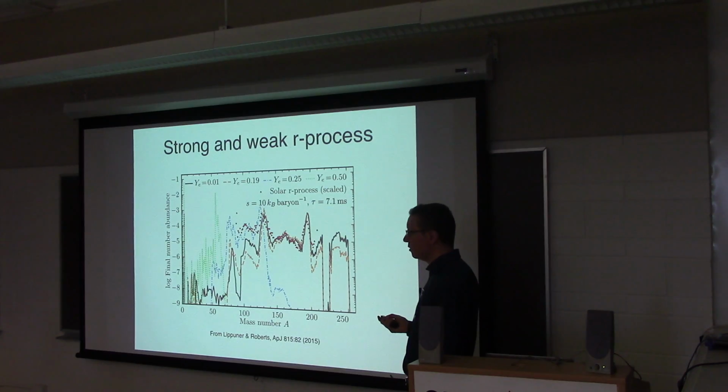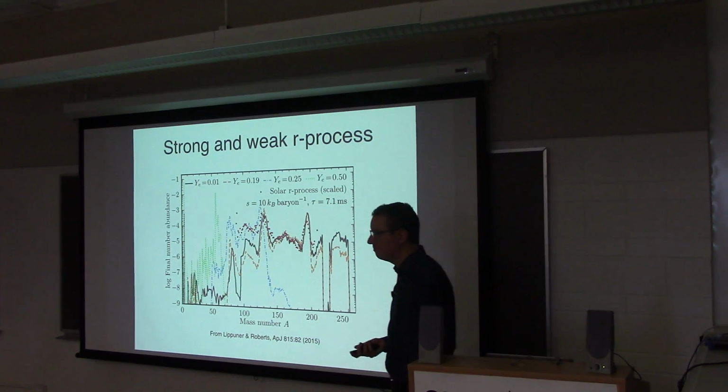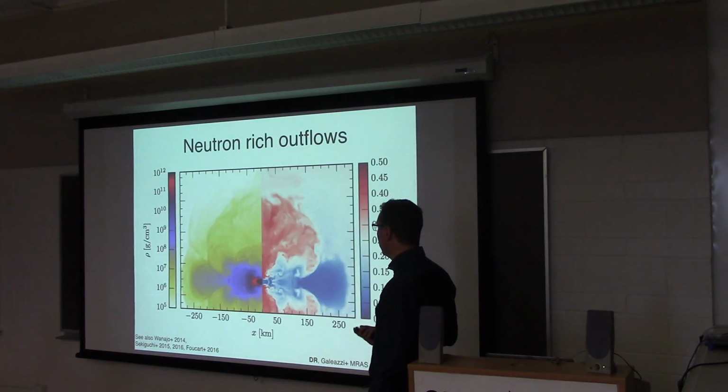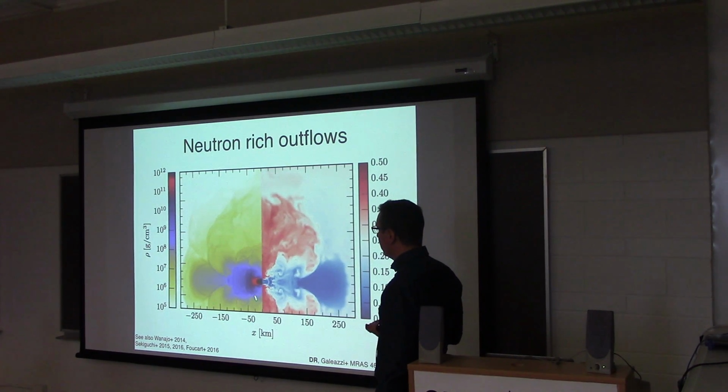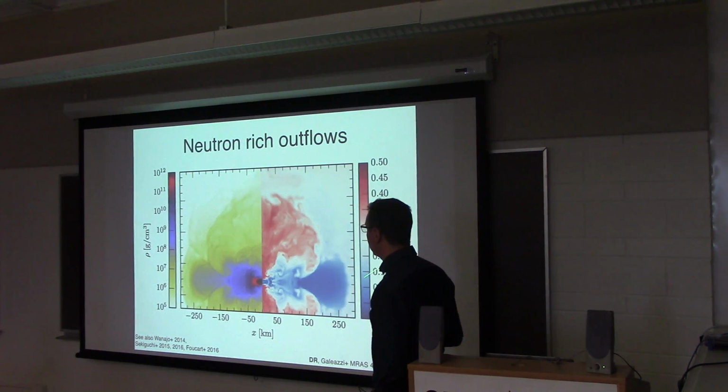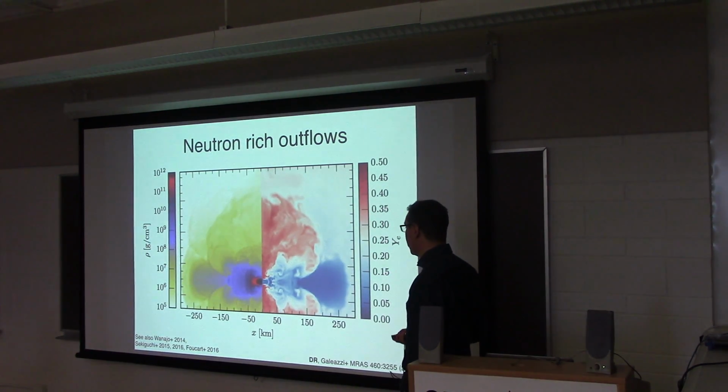So the fact that you have these two possible outcomes suggests that there should be two components to the kilonova. And this is also what we find in simulations after all. This is a snapshot of one of my simulations. Here you see density and composition in the meridional plane. So here at the center is the merger remnant, and the ejecta is flying out in all directions.